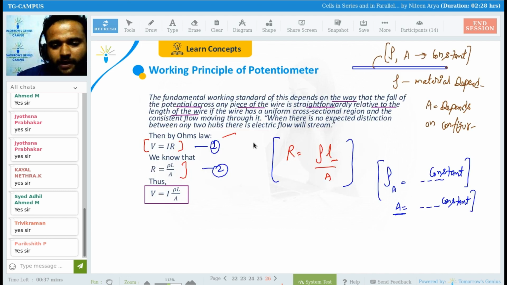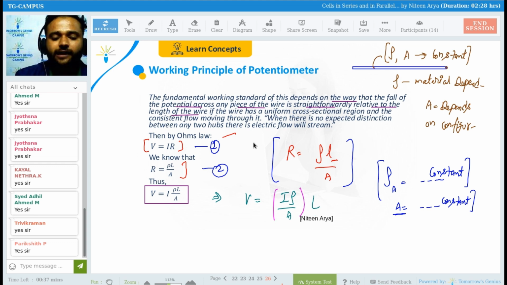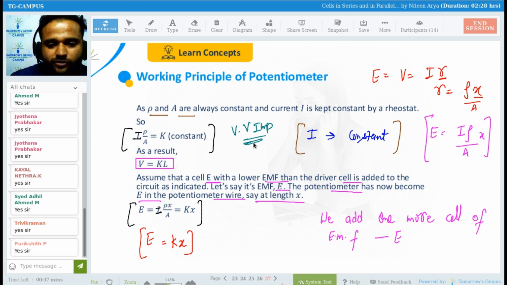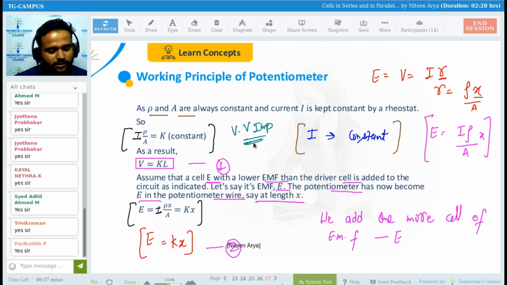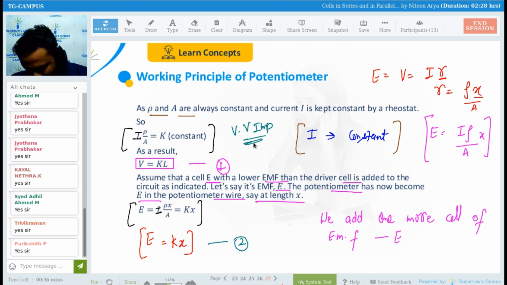So then in this relation, V is I rho by A into L, and this is your constant thing. I can put this as K in the next slide. So V equals KL, and then I use the same analogy for the cell also. So V equals KL, you can write it down, this is equation 1, E equals Kx, you can write it down, this is equation 2. Okay, this is clear till now, everyone? I am just correlating my potential with the length L and my EMF with the length X. Nothing more than that I am doing.